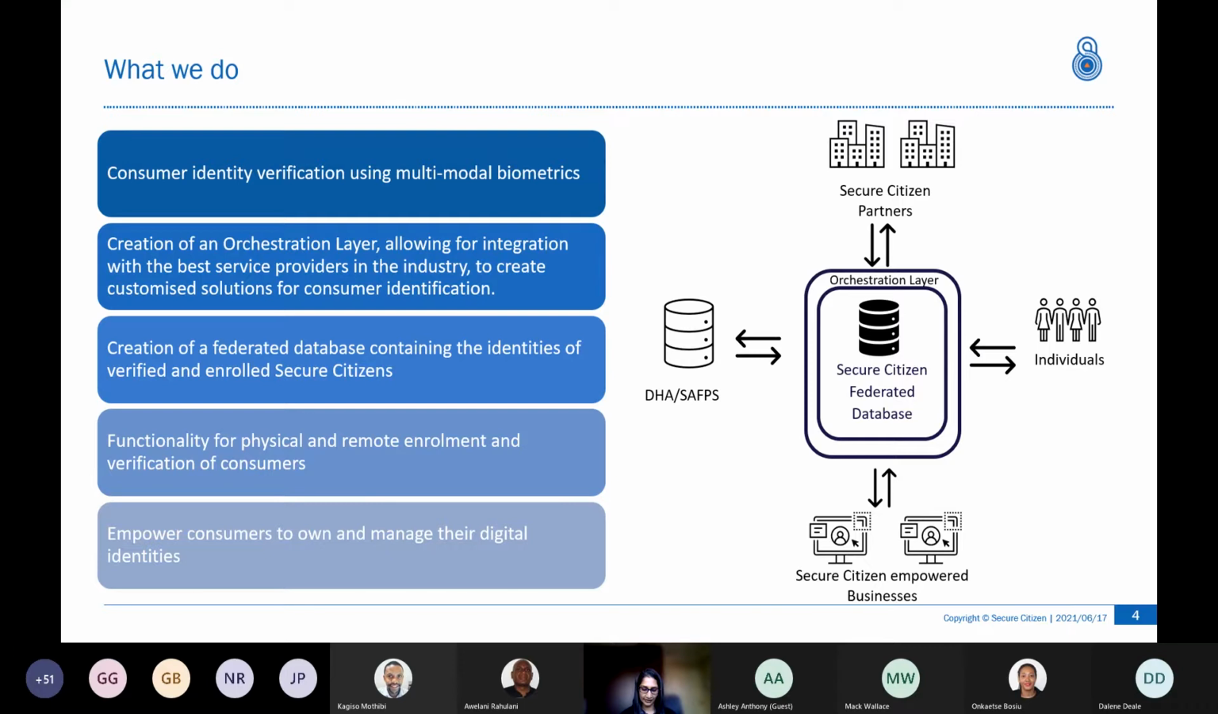Once a citizen is enrolled, we have the ability to track all verification requests against this consumer, which strengthens the legitimacy of the consumer's profile. The consumer also has the ability to control who has access to their data.